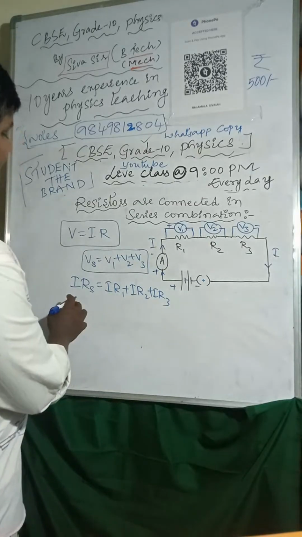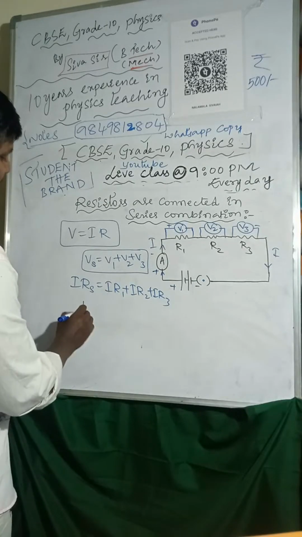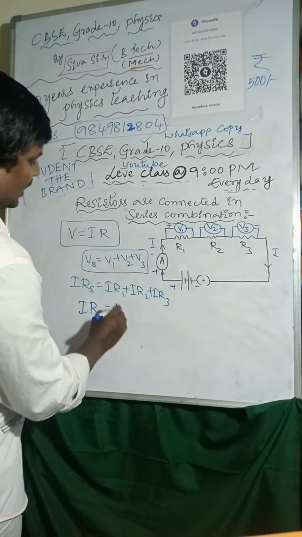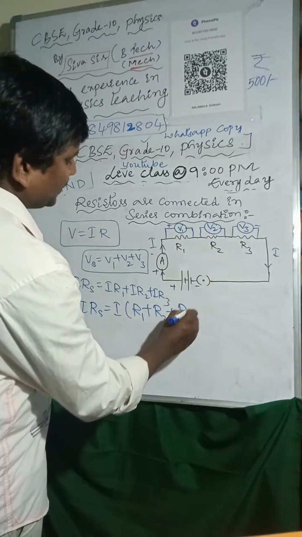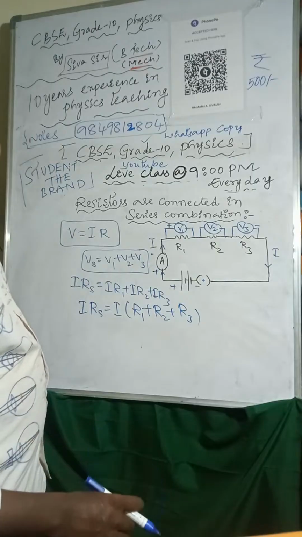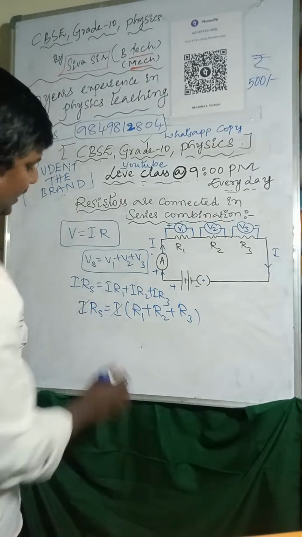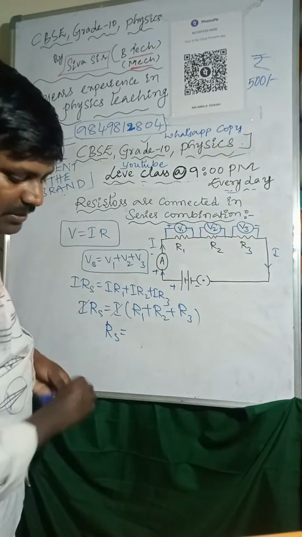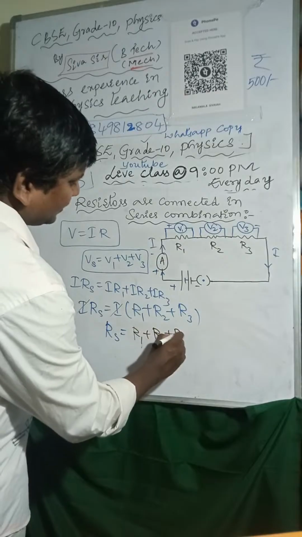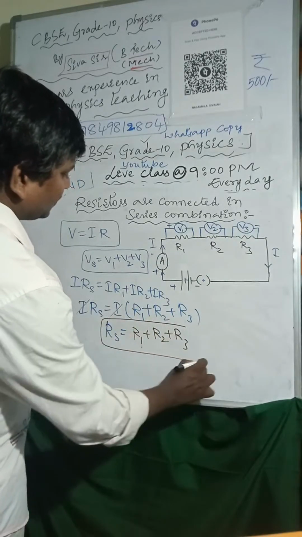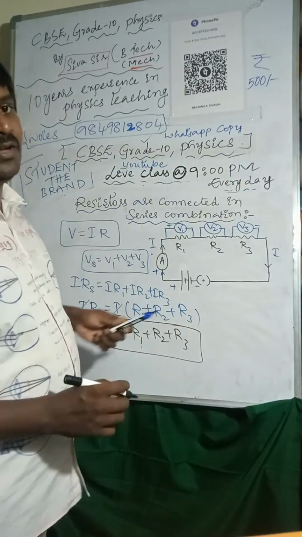Now I'm explaining. I Rs equals I R1 plus I R2 plus I R3. Here you can see I take I common: I Rs equals I times R1 plus R2 plus R3. So I and I get cancelled. Then we get Rs equals R1 plus R2 plus R3. This is about resistors connected in series combination.